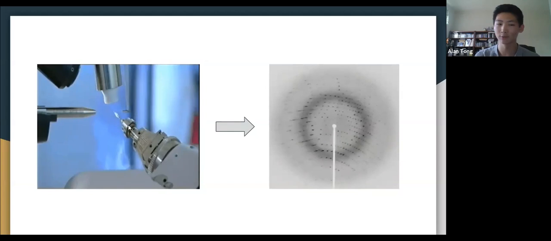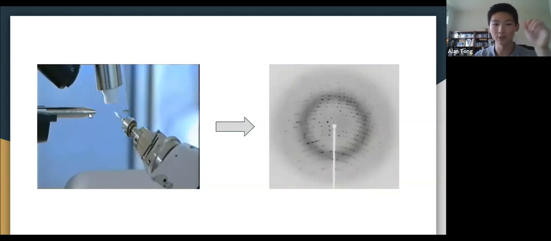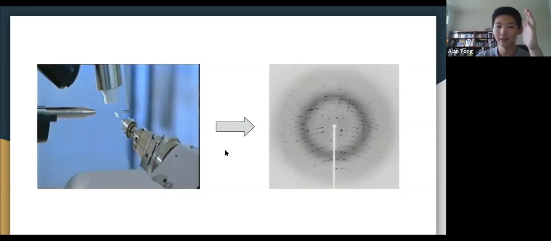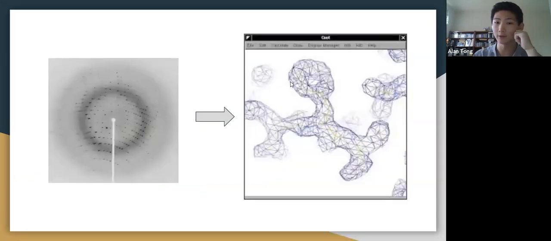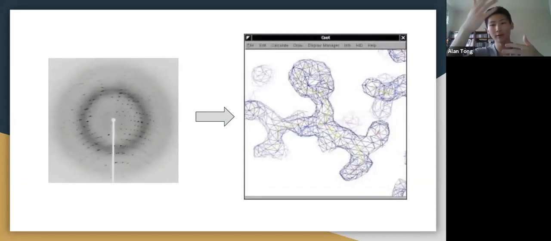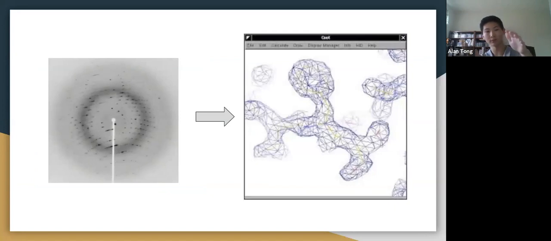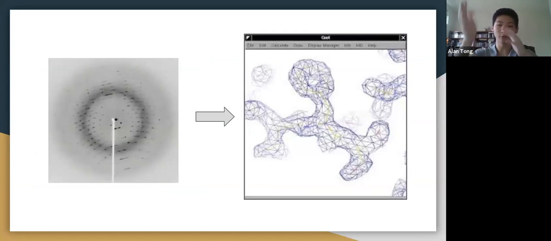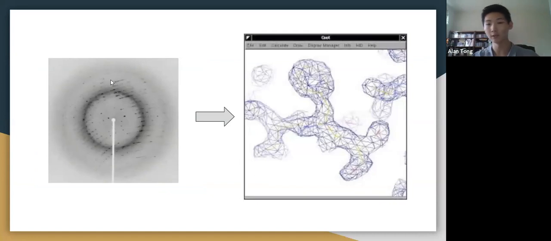So the hard work was crystallizing. But after you put it in this machine, you shine X-rays at it, you detect this pattern, then you put this data into a computer. And the computer can then compute backwards. It can take this diffraction pattern using, for example, Bragg's law to figure out, well, what planes are there in this protein, and how do I arrange these electron contours to match what data I have? This is your data. You get a contour map out of that.